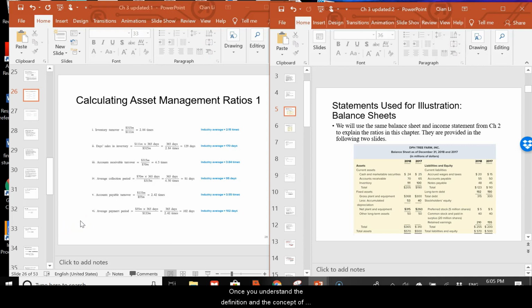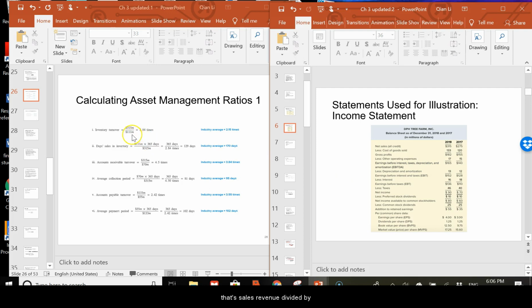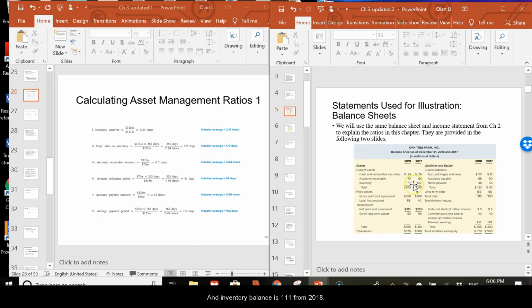Once you understand the definition and the concept of all these asset management ratios, the calculation should not be too complicated. So for example, the first one, inventory turnover, that's sales revenue divided by the inventory balance. So sales is 315 in 2018, and inventory balance is 111 from 2018. So that's how we got 2.84 times for this company. This is a little bit higher than the industry average. So we think that's a sign that the company is managing its inventory pretty efficiently.